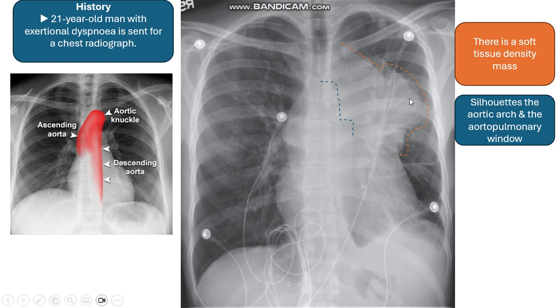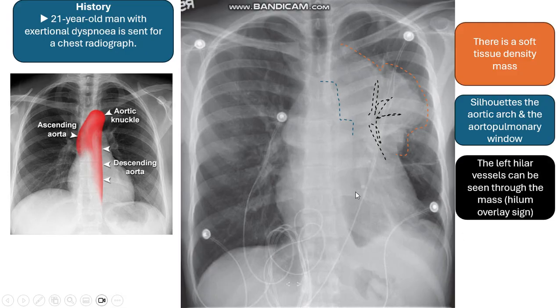So if the mass does not obscure the hilar vascularity, this means that this mass is either an anterior or posterior mediastinal mass. It is not a middle mediastinal mass. So next sign, this mass doesn't obscure the descending aorta or the paravertebral lines. This means that this mass is not a posterior mediastinal mass.